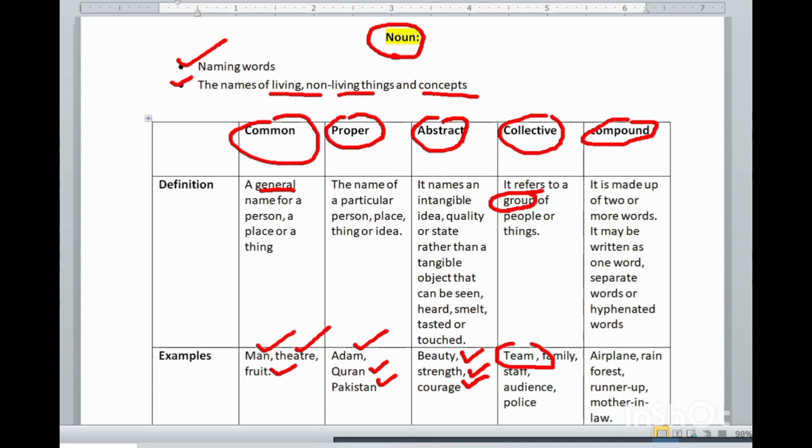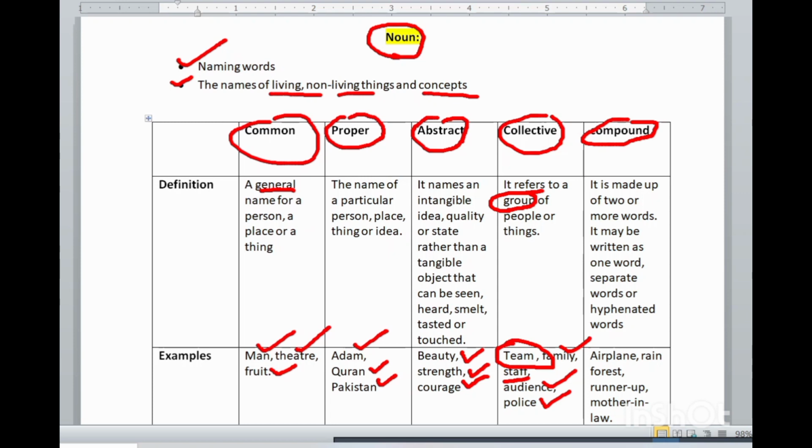It is very easy. Family is another example, a very beautiful example, a lot of people. Staff is another example, and audience is another example. We have police, which is plural form. Police is another collective noun.